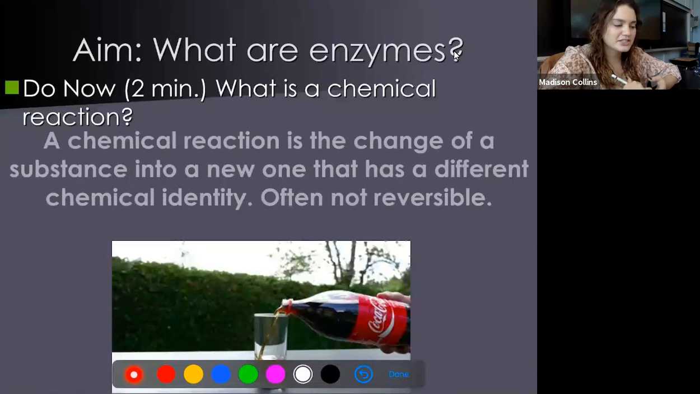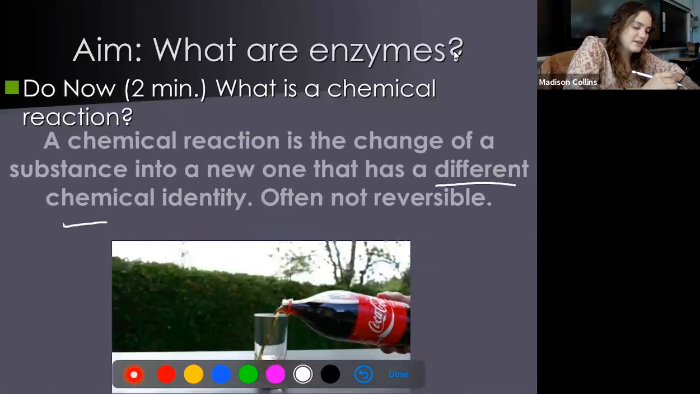A chemical reaction is the change of a substance into a new one that has a different chemical identity, and it is often not reversible. So the key phrase here is a different chemical identity. And because of this, it is often not reversible.